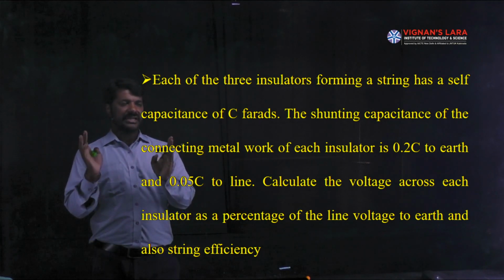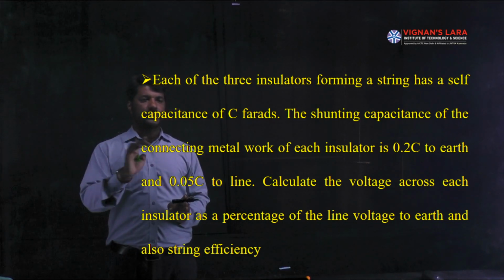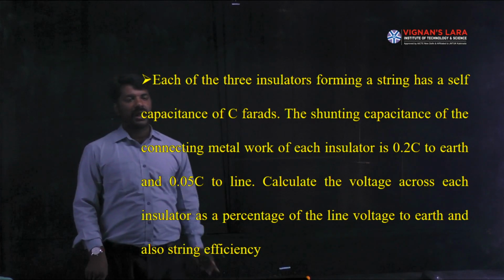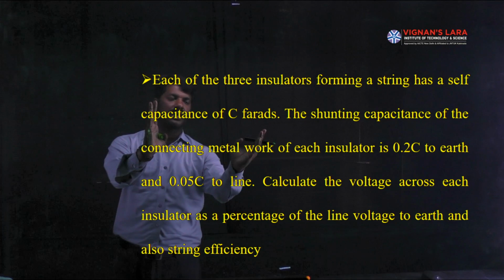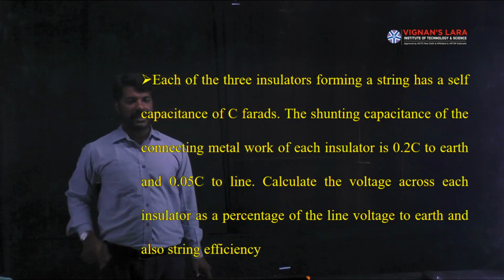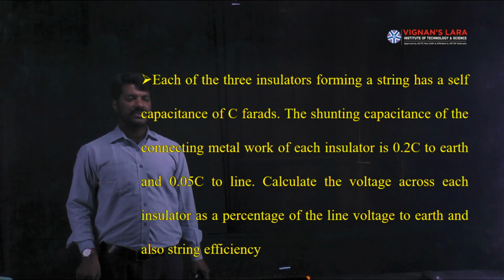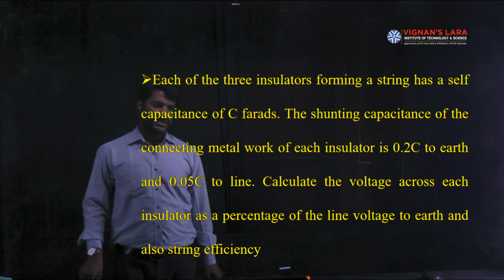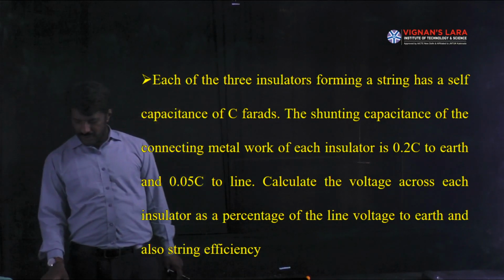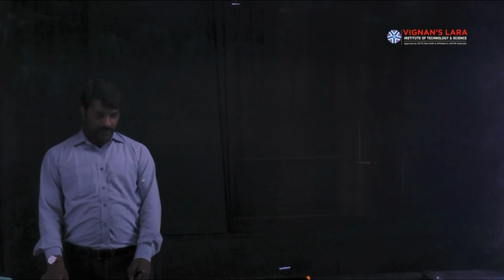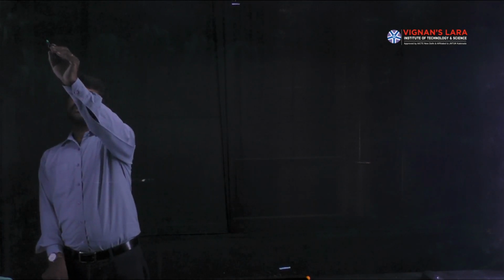That means the shunt capacitance existing between the metal link point and earth is 0.2 C, and 0.05 C to the line, to the same metal link point, where the shield wire forms a capacitance of 0.05 C. Calculate the voltage across each insulator as a percentage of the line voltage to the earth, and also calculate the string efficiency. With this given data we can approach the problem of improving the string efficiency.